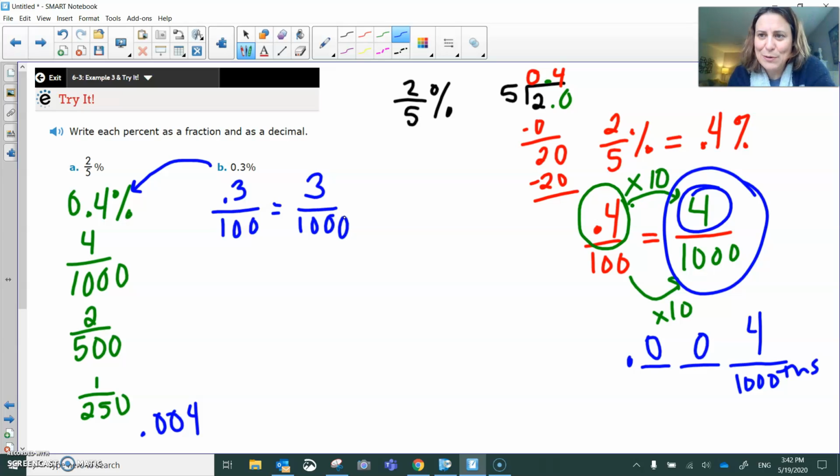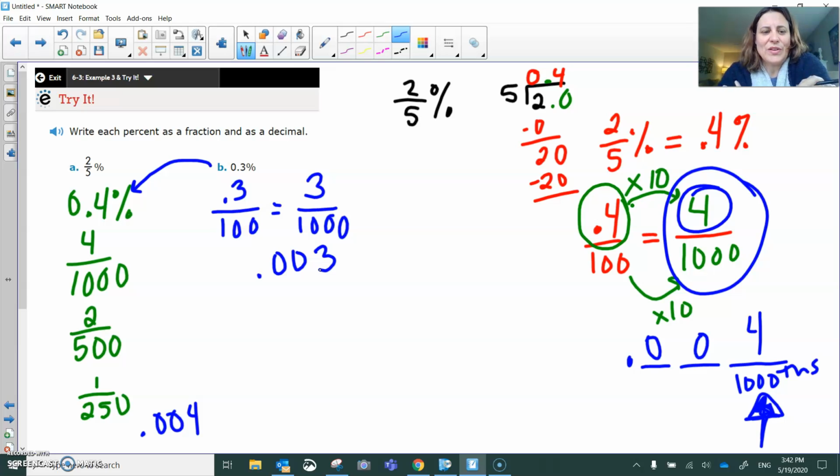3 1,000ths, that's as easy as it gets. You can't break that down anymore. And again, that 3 is in the 1,000ths place. That's that third little line here. So the decimal is 0.003, 3 1,000ths. So those are some ways to write those as fractions, decimals and percents.